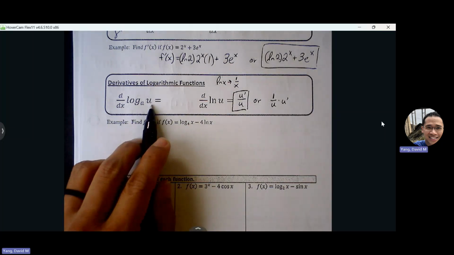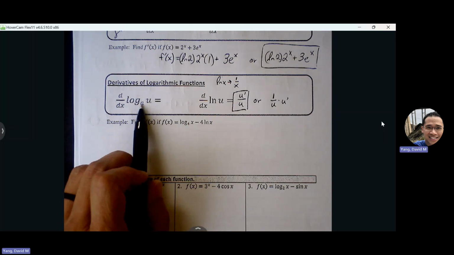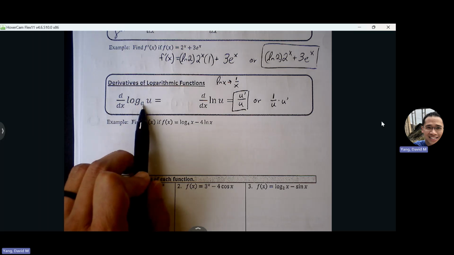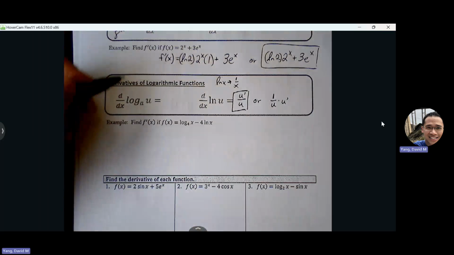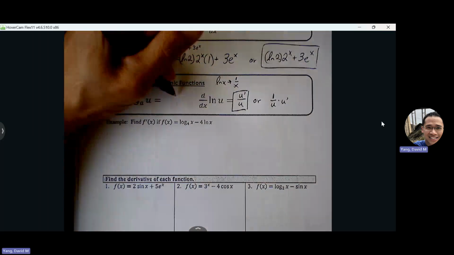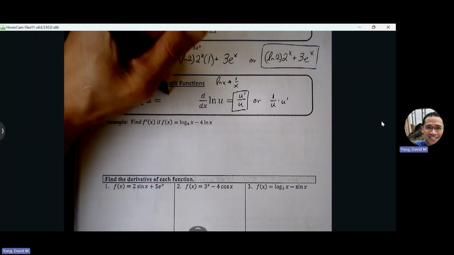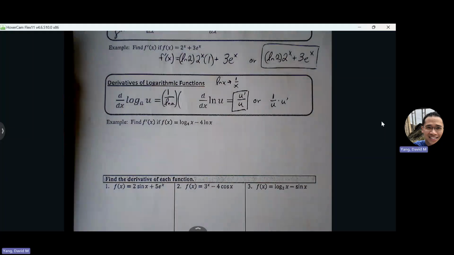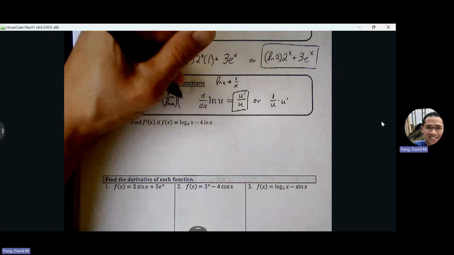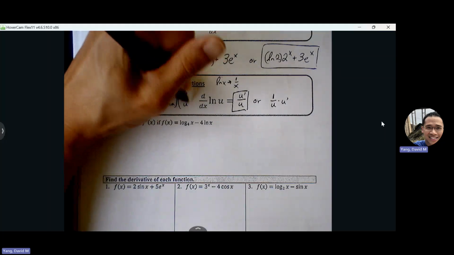Log base a of u. This is for bases other than e, so base 2, base 3, base 5. There is a conversion component that needs to happen in front, and it ends up being 1 over natural log of a. But then the rest of the rule looks exactly like natural log of u. It's just u prime over u.